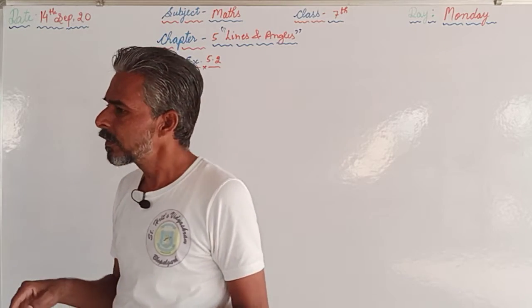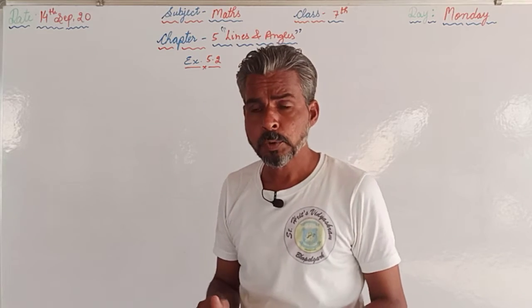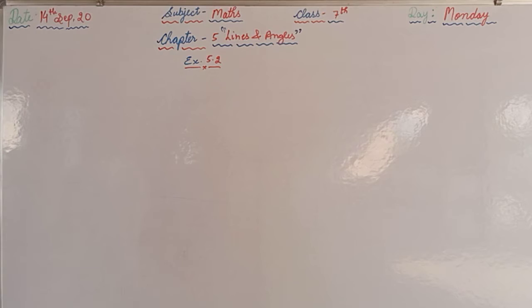So in this exercise, we have already completed the exercise 5.1. So today we will start the exercise 5.2. In this exercise, we are supposed to deal with the concept of parallel lines. So the first question is there: state the property used in each of the following.